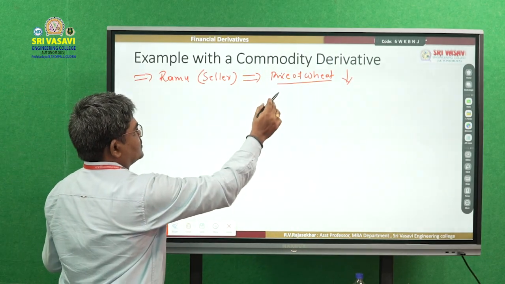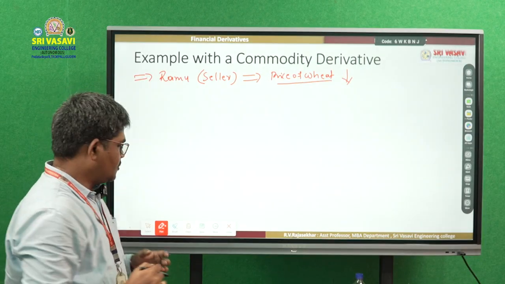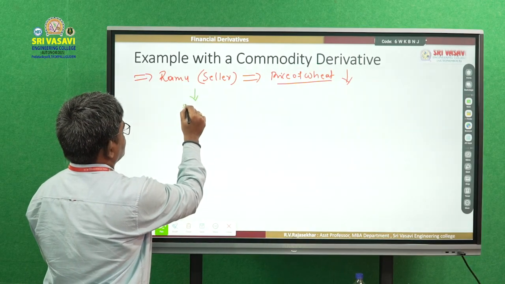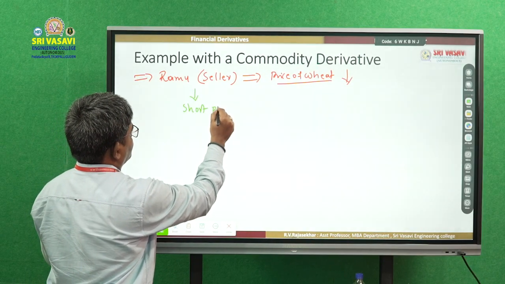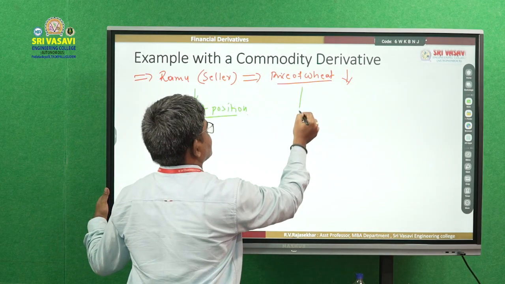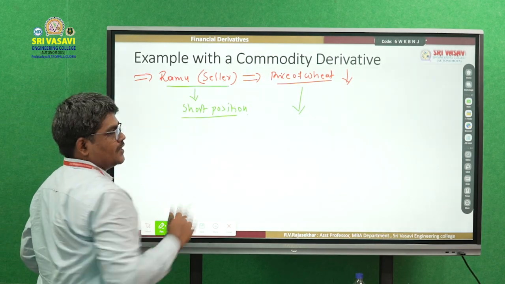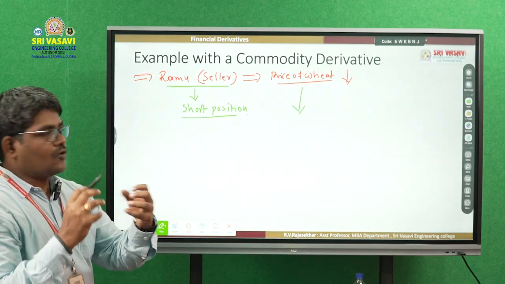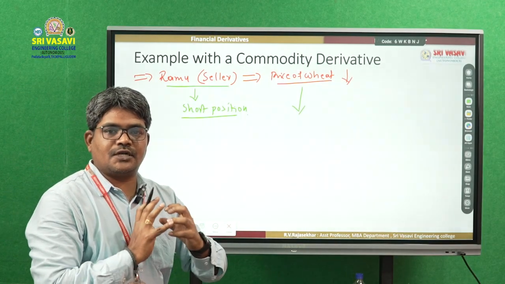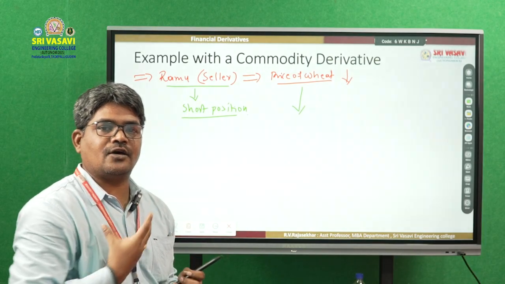If your intention is that in future the price will reduce, you need to take up a position. The position is known as a short position. Short position means you want to gain an advantage if the price is falling. What position did Ramu hold in the contract? Ramu held a short position. What do you mean by short position? A short position is a position taken in a derivative contract where they want to get the benefit when the price is falling.